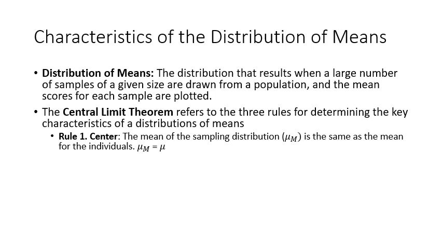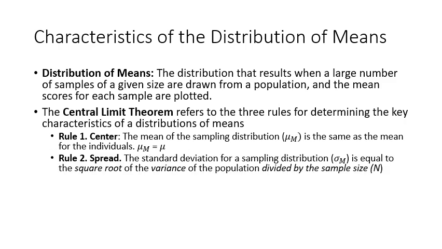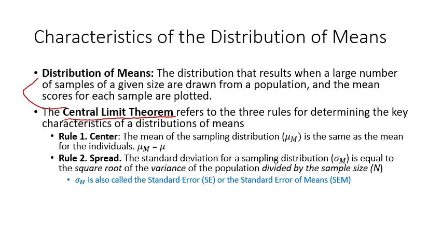mean scores. The central limit theorem refers to the 3 rules for determining the key characteristics of a distribution of means. We don't have to use this phrase a lot, but you might see it and it's good if you know what it is. So let's get the pen to work here. The central limit theorem is the kind of rules that describe the distribution of means. And rule 1 is center.